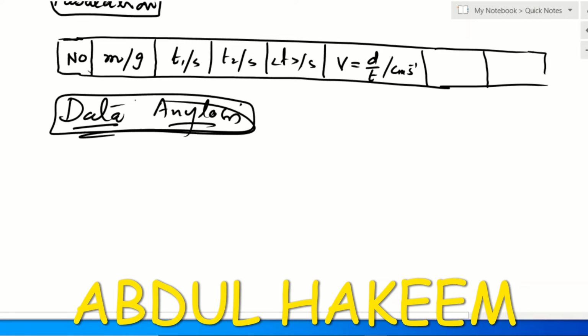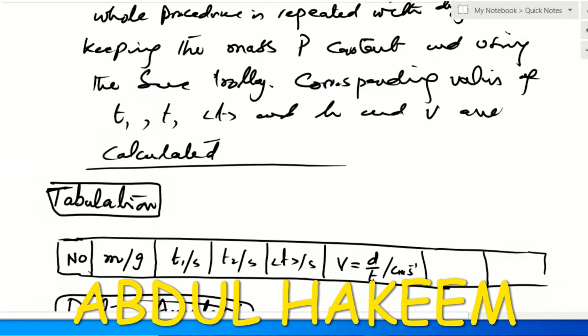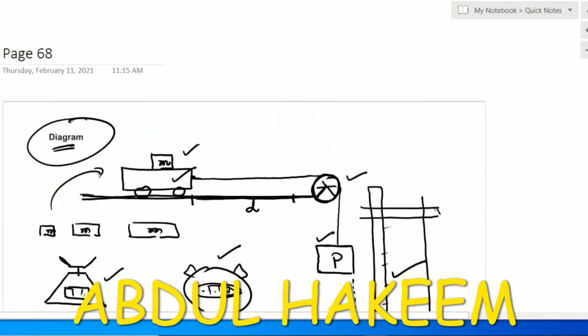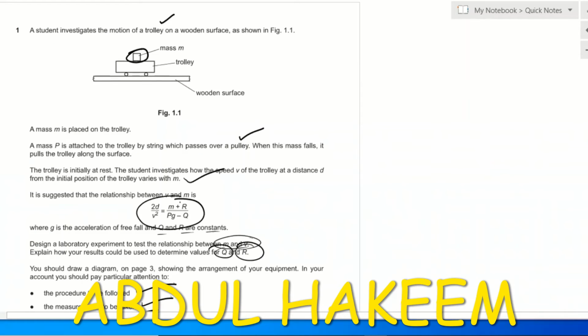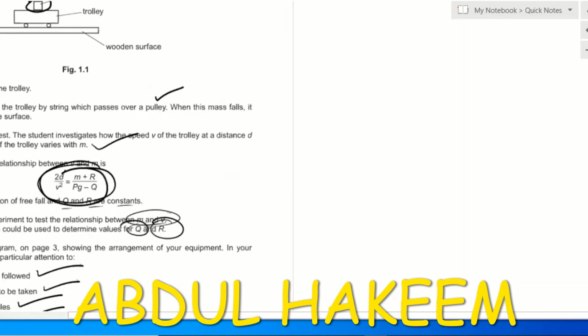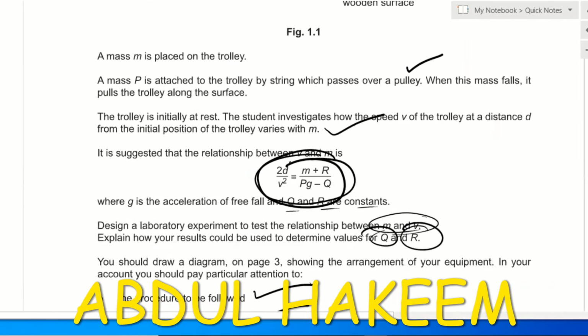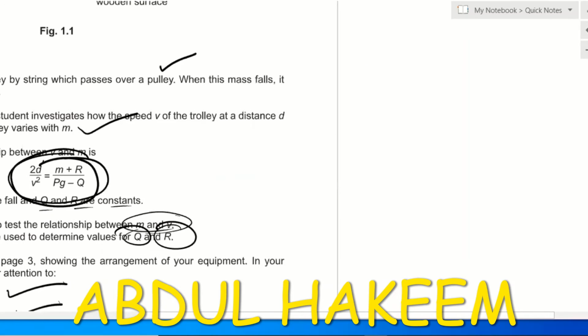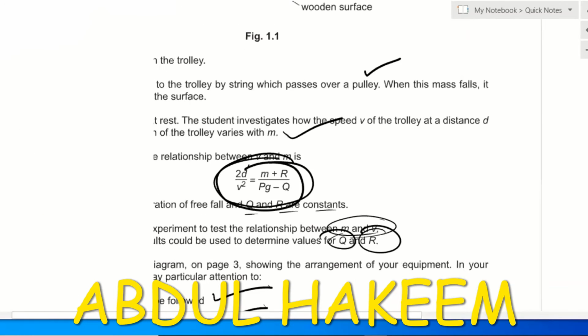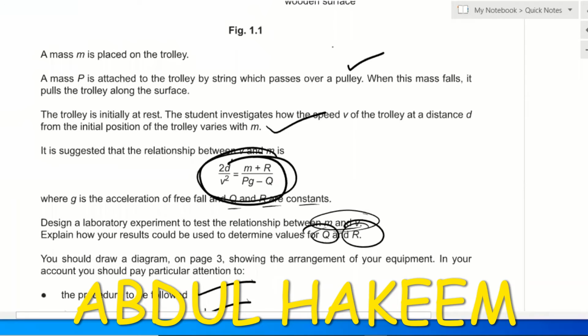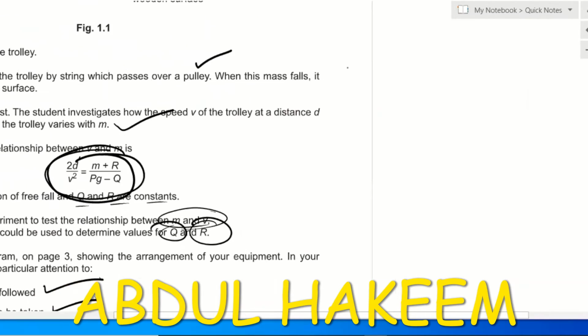This is the heading. So in data analysis, we will write the equation in the linear form. So what is the equation? Look, this is the equation: 2d over v square is equal to p plus r over pg minus q. So we will make v in any form the subject of the equation.